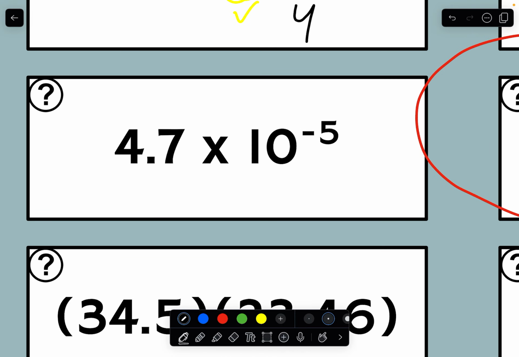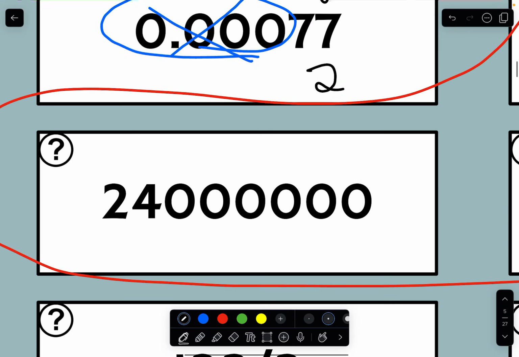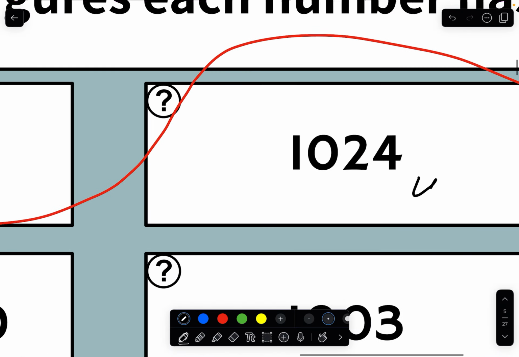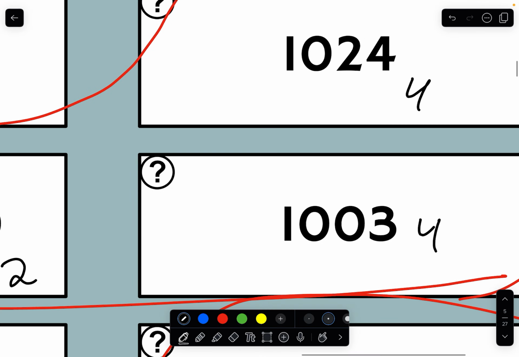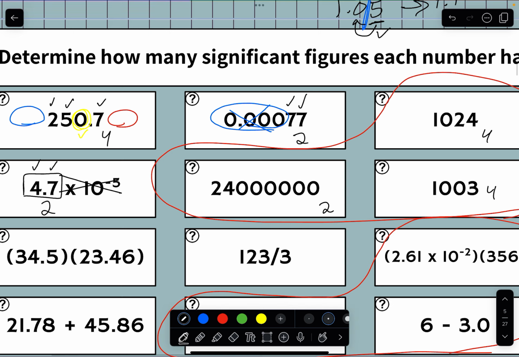And then 4.7 times 10 to the negative 5. Remember, scientific notation, we only look at the coefficient. We don't look at the remainder. For 4.7, that's 2 non-zero integers. So we have 2 significant figures. Okay. For these other ones up here, you should get 2, 4, and 4. All right. So that's just counting significant figures.